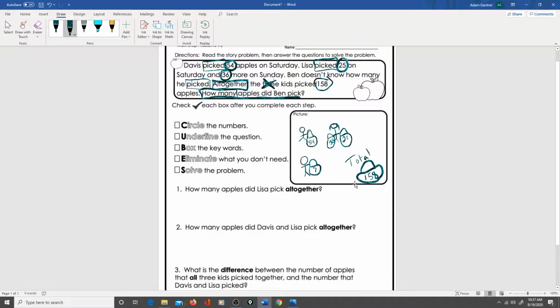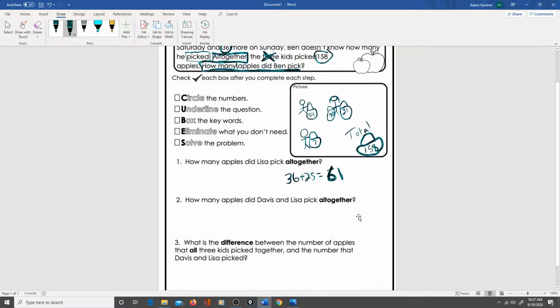So how many apples did Lisa pick altogether? Well, we know she did 36 and 25. So we're going to come here and do 36 plus 25. And that's going to give us 51. Oh my goodness, 61. Forgot to carry my 1 there. 61 apples. All right, and how many apples did Davis and Lisa pick together?